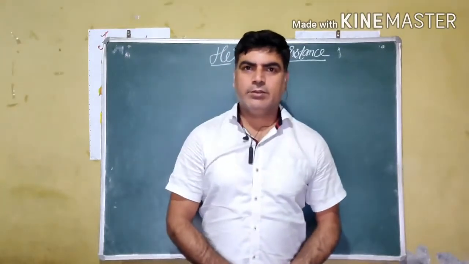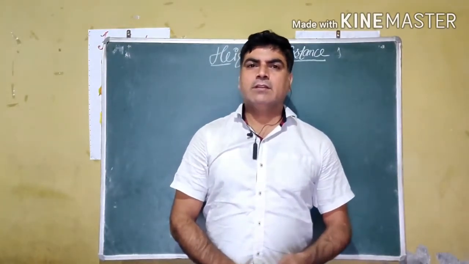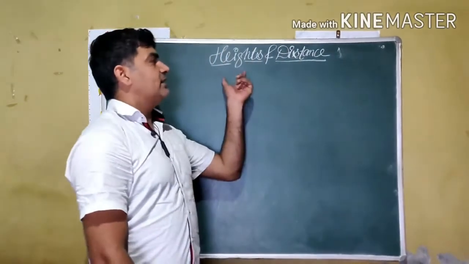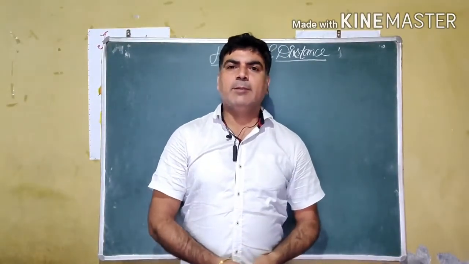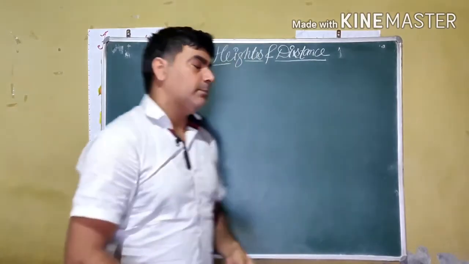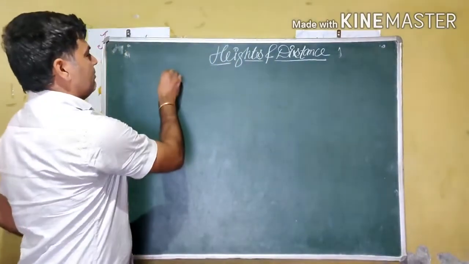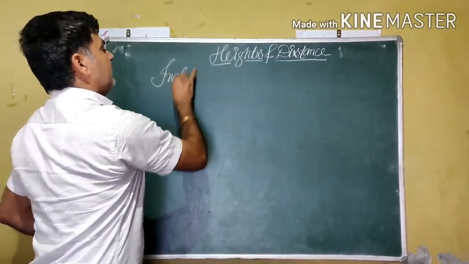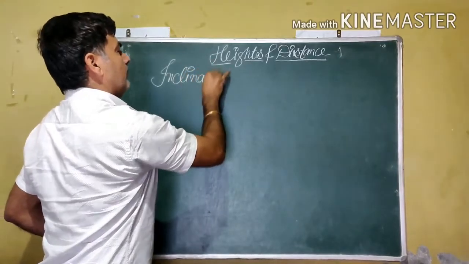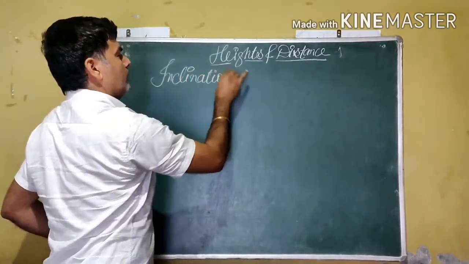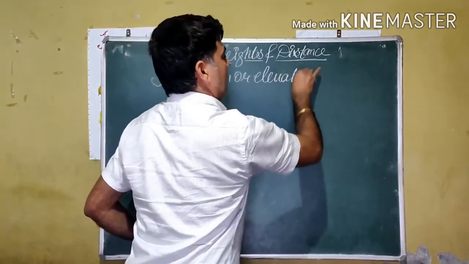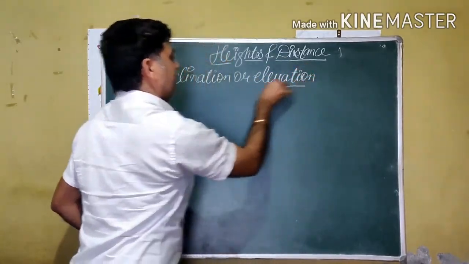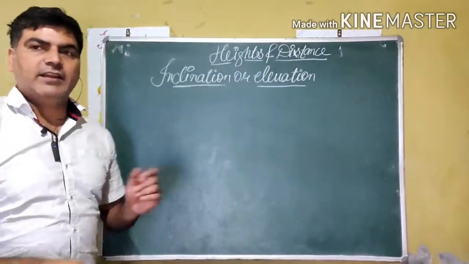Hello students, today we are going to discuss the class 10th topic, heights and distances, in which we are going to discuss the viewing of a building and the use of trigonometry. For example, there are two types of angles. One is inclination, otherwise we can say elevation. Now how can we say elevation is there and inclination is there?